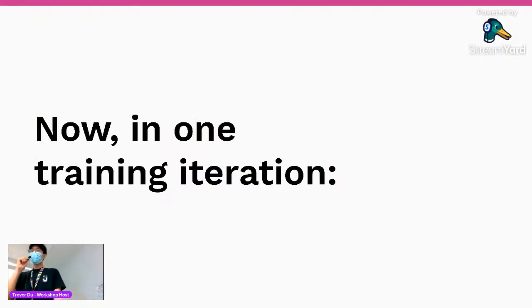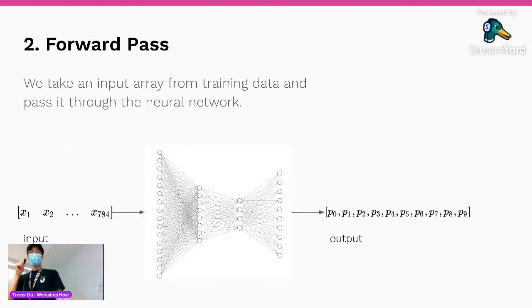And now, in one training iteration, we want to do something called a forward pass. A forward pass is just what we did with the perceptron. We pass in the inputs and we get the output. So we get our input array, and then it goes through the neural network and gets outputted as an array of probabilities, our 10 output nodes.